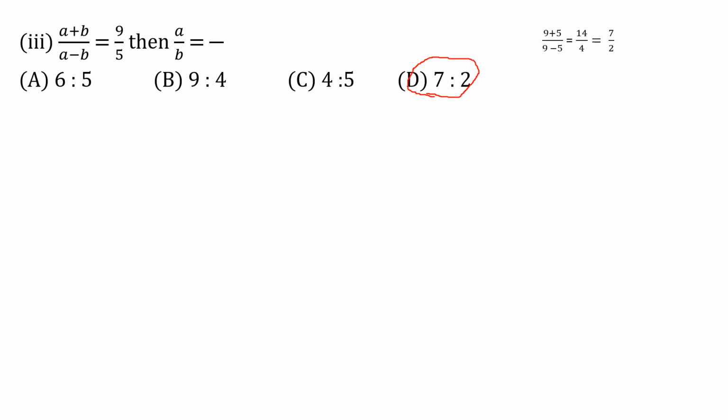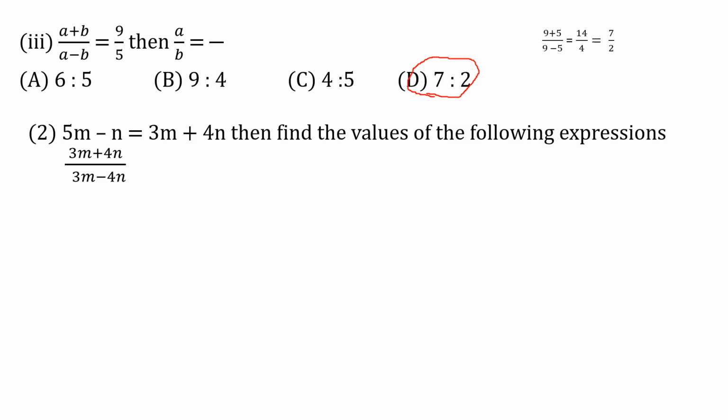Okay students, now we'll move to our question number 2. What is given? 5m minus n equal to 3m plus 4n. Then find the value of the following expression, that is you have to find the value for 3m plus 4n upon 3m minus 4n. Now students, you have to first find out m upon n. By using this 5m minus n equal to 3m plus 4n, let's first find out m upon n. Then using that we can find out this.